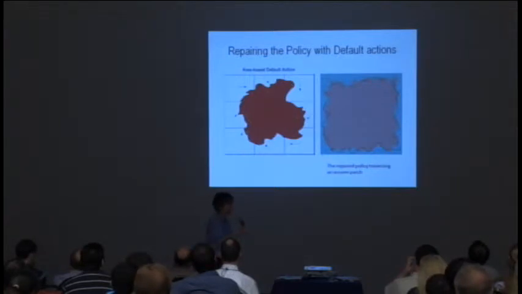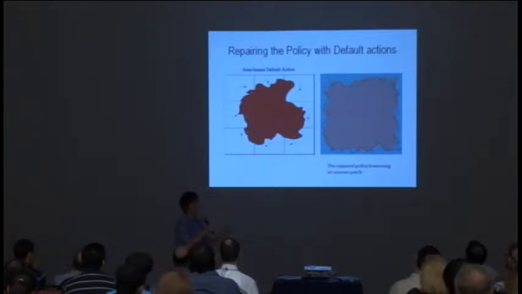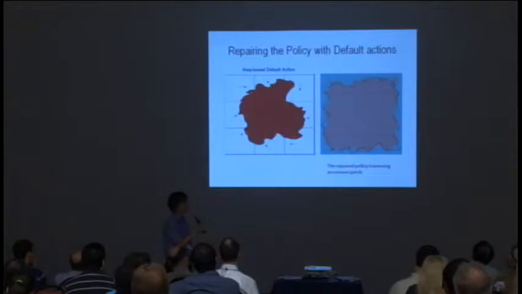In fact, there are 2 for each cell, 1 for the case where the AUV is lost inside the patch and 1 for the case where it's lost outside. And then when the policy is under execution and there's a missing state, then we simply apply the relevant area-based default action. And then we relearn the policy, and what you see on the right there is an example of the repaired policy traversing an unseen patch and doing a reasonable job of that.